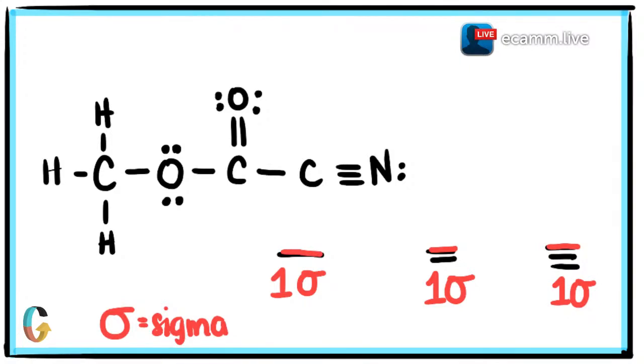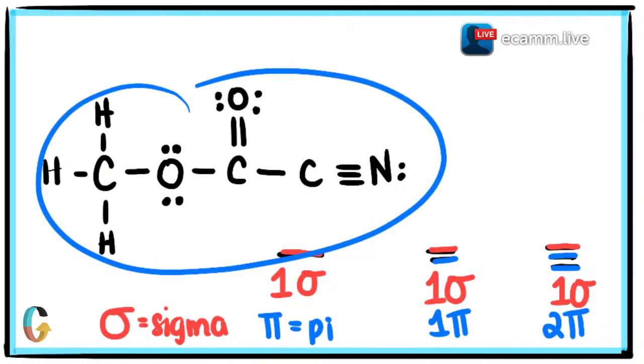All the other remaining bonds are like the aesthetics, right? You build up from your sigma bond. So pi is all of the additional bonds. Since there are no additional bonds for a single bond, I have no pi bonds here. Since I have one more additional bond for a double bond, I have one pi bond. And for a triple bond, since I have two additional bonds, I have two pi bonds.